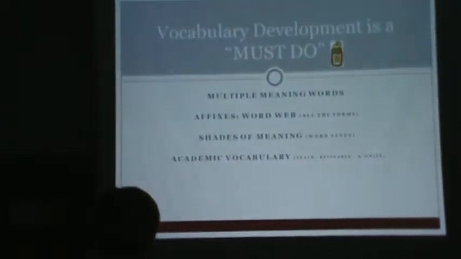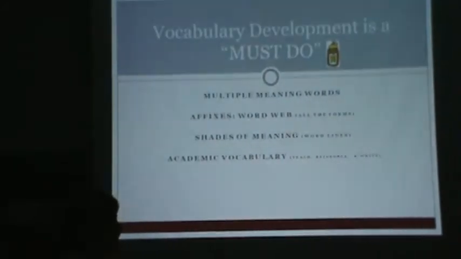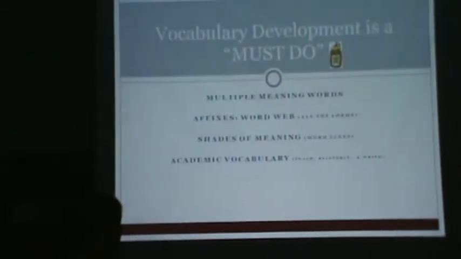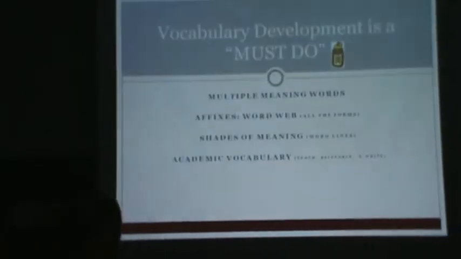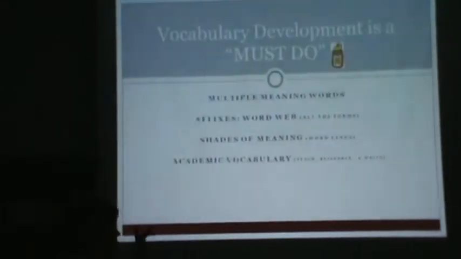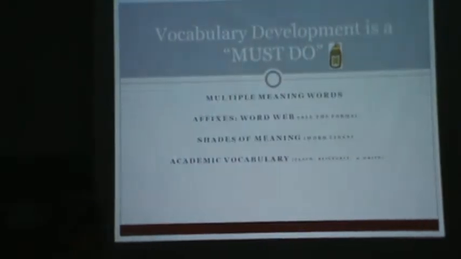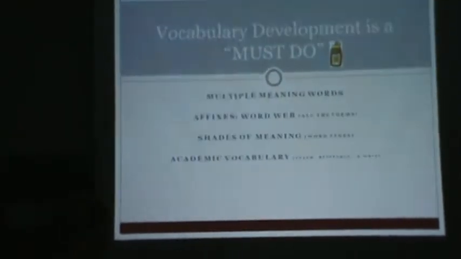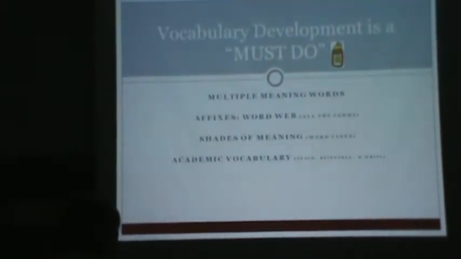Multiple meaning words, affixes, word web, that's the activity I talked about before. It's all the forms. If there's an affix of any kind on the beginning or the end, you go through and have them create a web of all the words that have that. And then you have to go through specifically on that word and make sure that it meets the definition of that affix, and then what does that mean? And let them see all these words are interconnected, like the meter words. Shades of meaning, a word line.